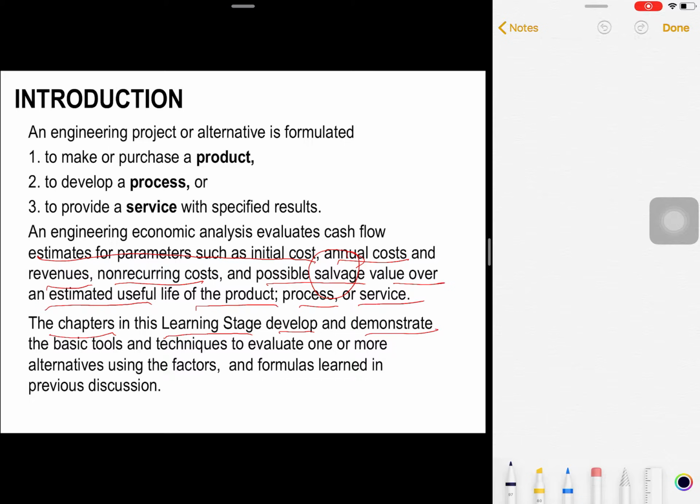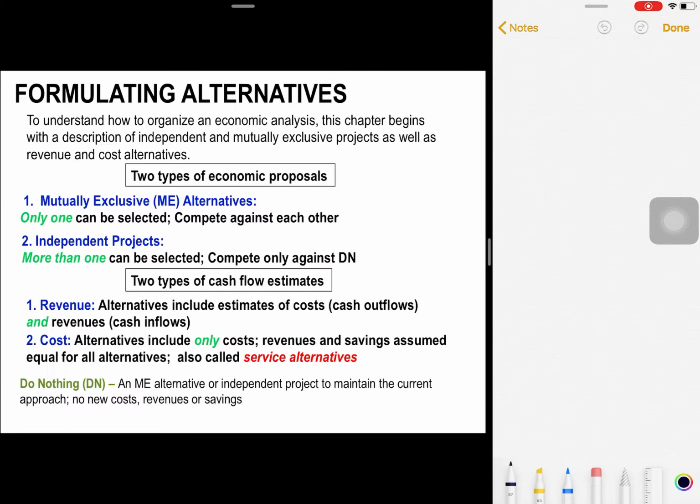In this chapter, we will be learning to develop and demonstrate the basic tools and techniques to evaluate one or more alternatives using factors and formulas learned from the previous discussion. In understanding how to organize an economic analysis, this chapter begins with a description of independent and mutually exclusive projects as well as revenue and cost alternatives.